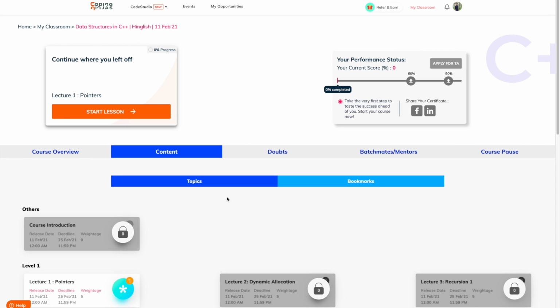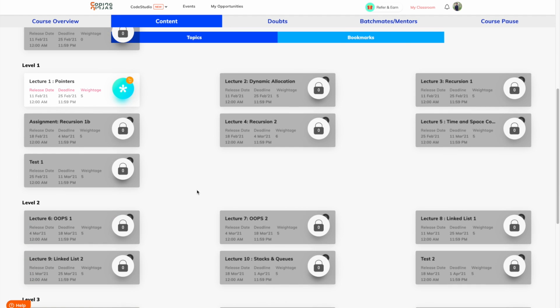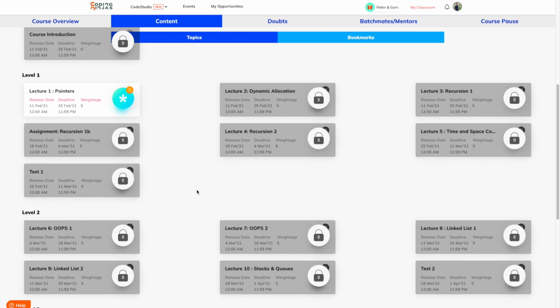Now since you're talking about courses, let's check out one of their courses, that is Data Structures in C++. You can see that the course has been divided into 4 levels, and for every level they have divided every topic. On level 1, you will be learning about pointers, dynamic allocation, recursion, time and space complexity. Initially, you do learn these things.